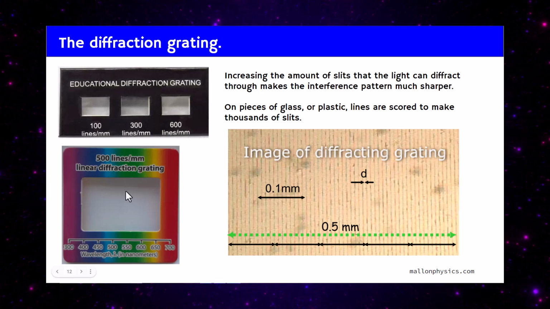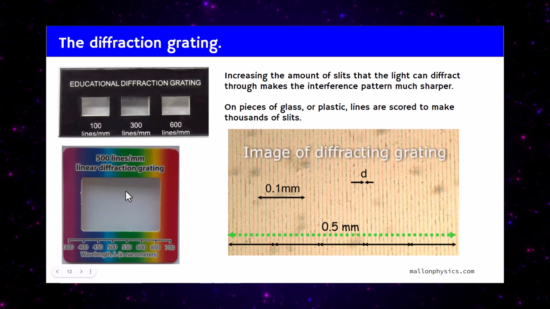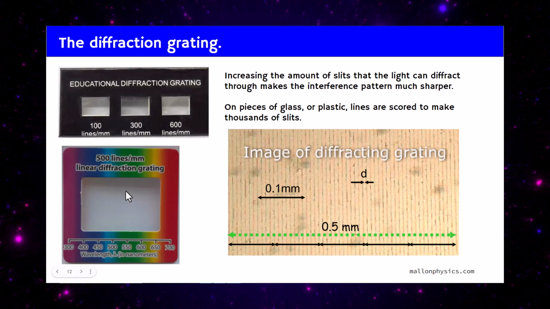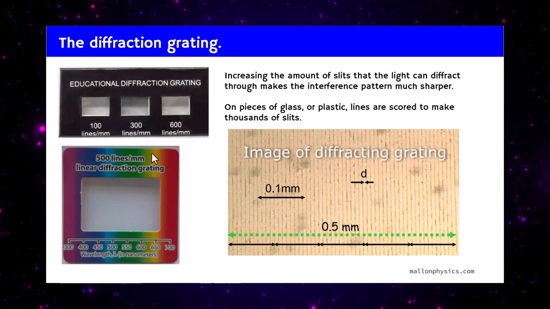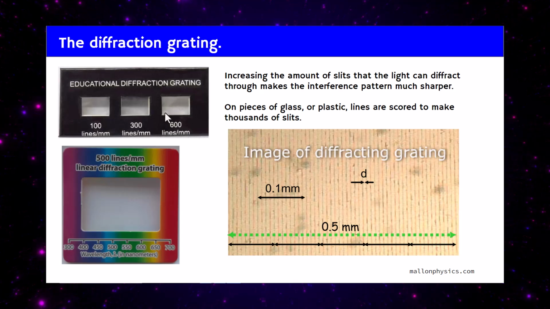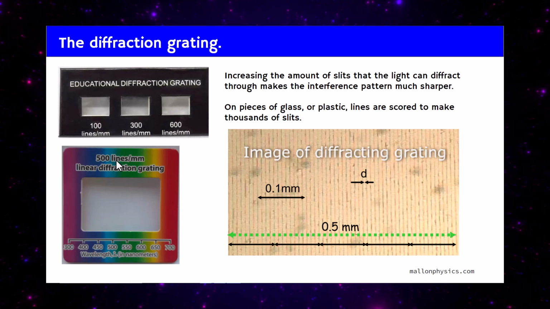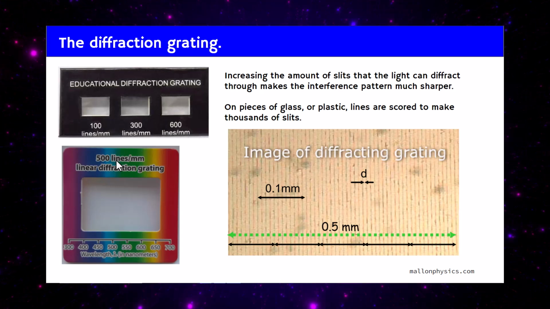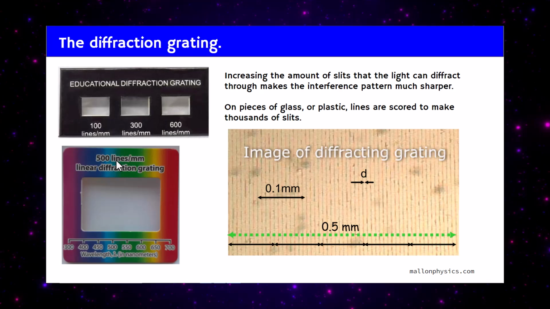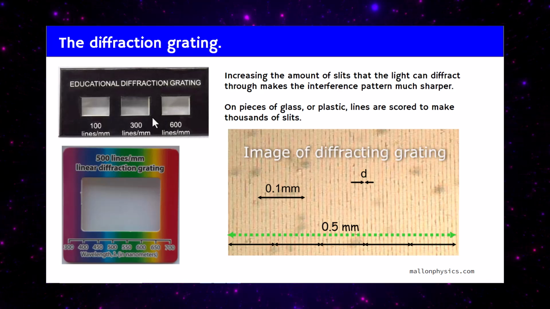Here we have one with 500 lines per millimetre, and that's what we call a linear diffraction grating, very much the same as these ones up here. But the most important thing to notice is, what does the 500 lines per millimetre mean? It means that 500 little spaces between the gaps cover a distance of 1 millimetre.